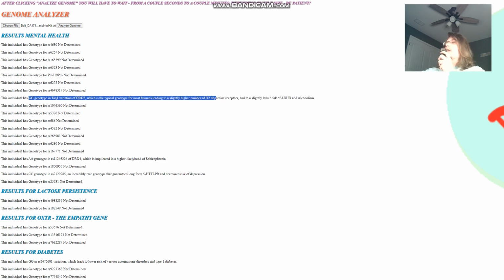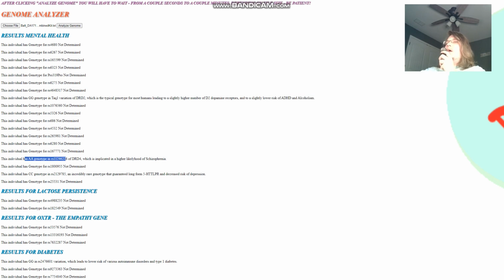Basically, he does not have the A1 allele, he does not have the A allele, which would decrease the availability of dopamine D2 receptor sites by like 20 or 40%, a major decrease, which he doesn't have. So he has the normal, typical human genotype that leads to a slightly lower risk of ADHD and alcoholism.